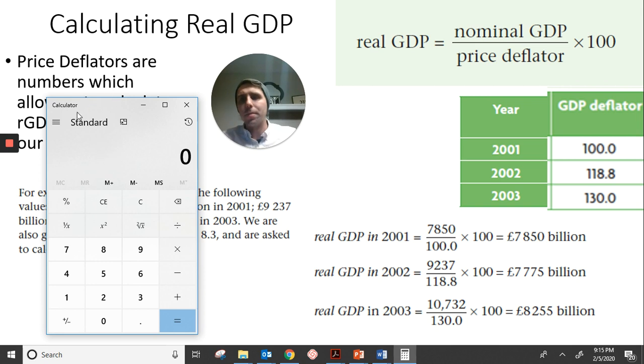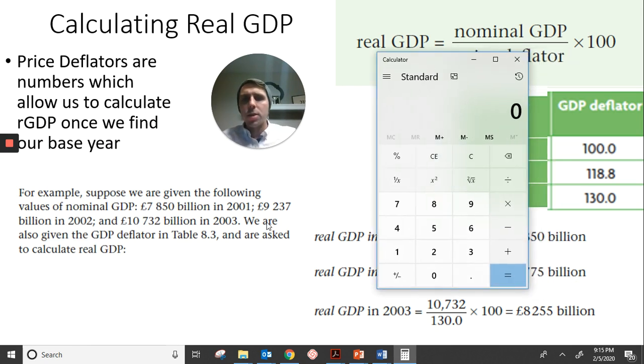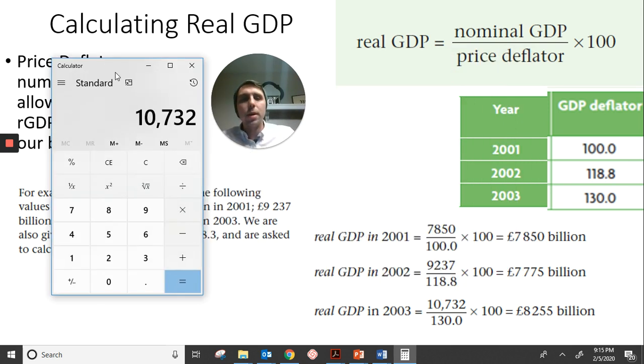Let's do another one here. Let's do 2003. So it says in 2003, the nominal GDP, I'm looking down here, the nominal GDP was 10.732 billion. That was our nominal GDP. Again, significantly stronger than our beginning. And it says that the price deflator, which is what we need to divide it by, was 130.